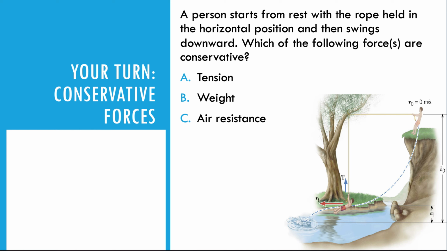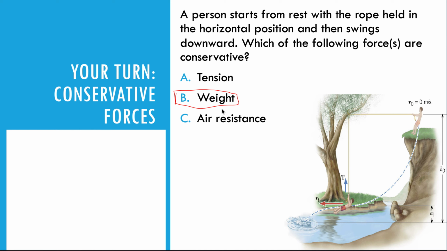Let's look at one question. The person starts from rest with a rope held in a horizontal position and then swings downward. Which of the following force or forces are conservative? Just select all that apply. We said that gravity was a conservative force, and that's the weight. We said that air resistance was not. What about tension? Is that conservative or non-conservative?